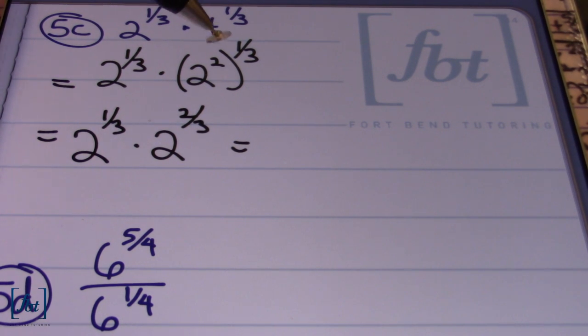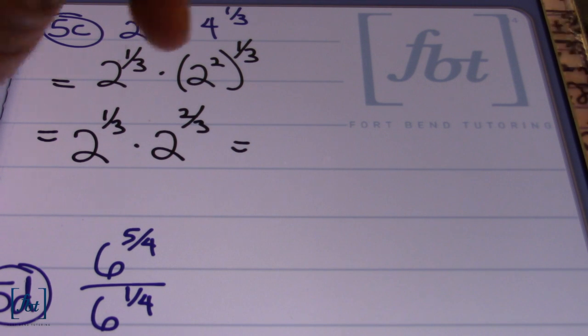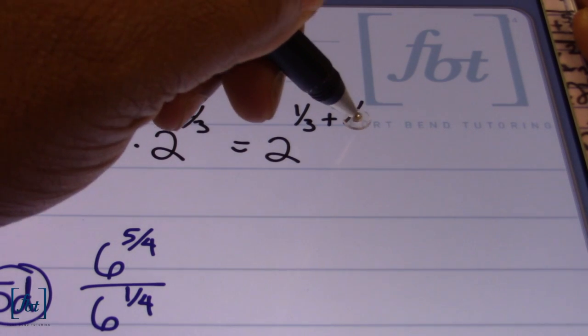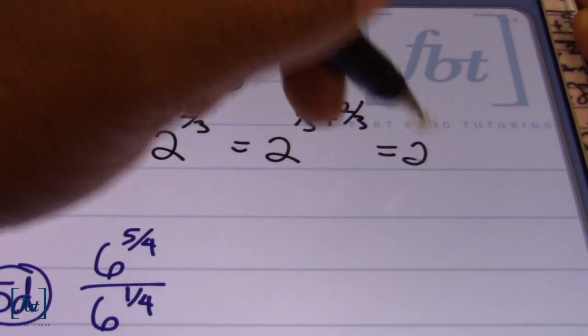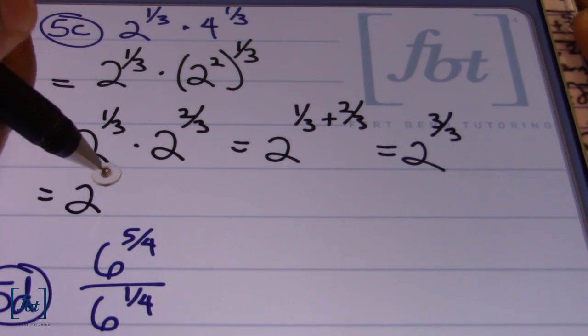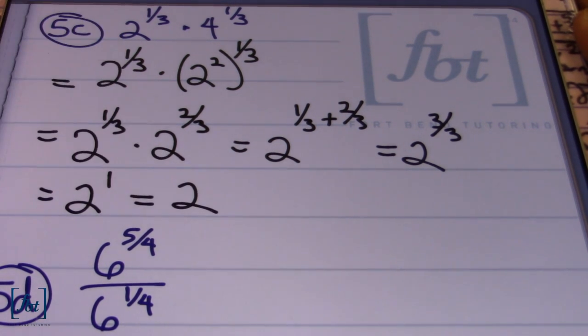See that exponent 2? I put that over 1. Then I multiply 2 over 1 times 1/3 to get 2/3. Multiplying like bases, you're going to add the exponents together. So I'm going to add the 1/3 and the 2/3 together to give me 2 to the 3/3, which is 2 to the first power, which is 2.